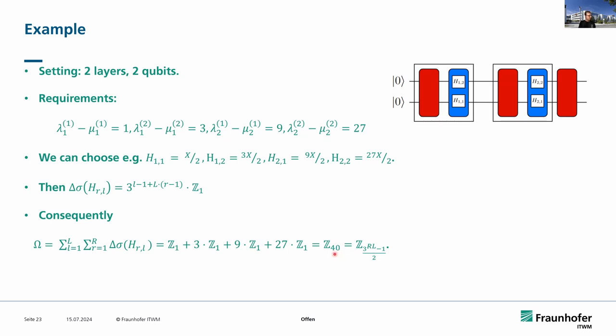For the last step, let's check again that the number here matches our formula from the theorem. So R is 2 and L is 2. So 3 to the power of 4 is 81. Minus 1 is 80. Divided by 2 is 40. So again, we have found an example of a QNN where the frequency spectrum is maximally large. You can't get larger. And you see, even with 2 layers and 2 qubits, we already get 40 frequencies in our Fourier series. So that's really a lot.